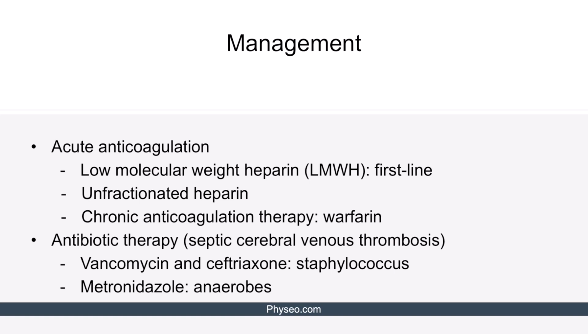All patients with this condition require acute anticoagulation with low molecular weight heparin or unfractionated heparin. Low molecular weight heparin is the first-line treatment option. Unfractionated heparin can also be used. After initial stabilization and management of the patient, they should start chronic anticoagulation therapy with warfarin.